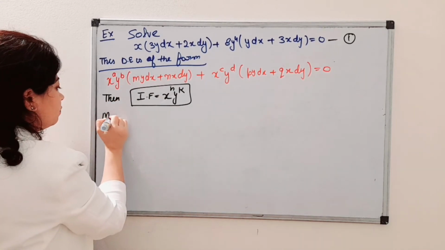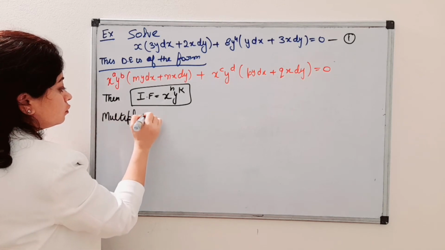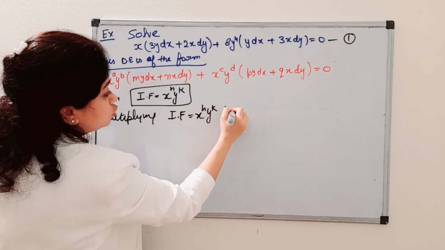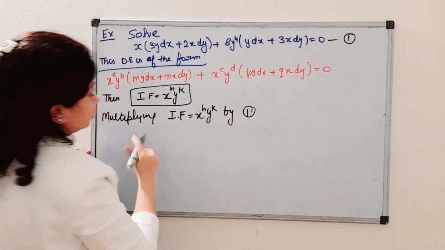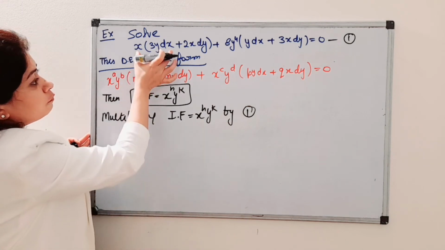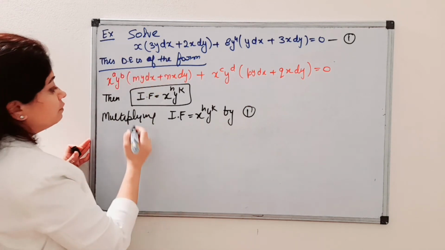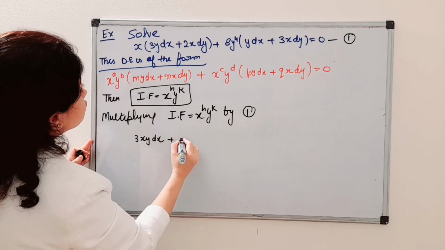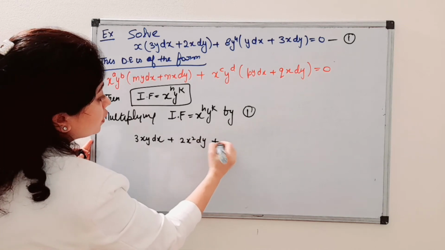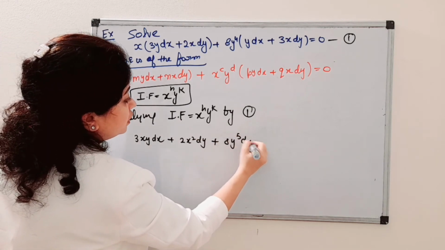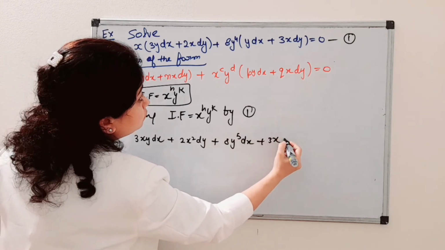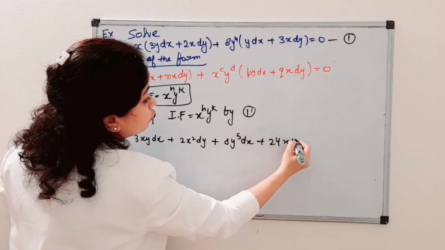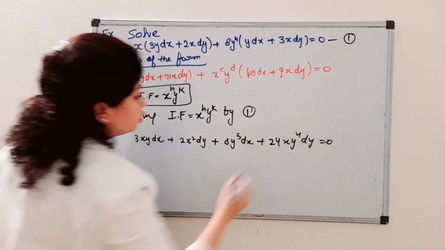So now multiplying, if the integrating factor is x raised to power h, y raised to power k, by equation 1. So multiply, we get, now from 1 we can take M dx plus N dy. Okay, we have 3xy dx plus 2x square dy plus 8y^5 dx plus 3x into 8, 3 8s are 24xy^4 dy equal to 0.